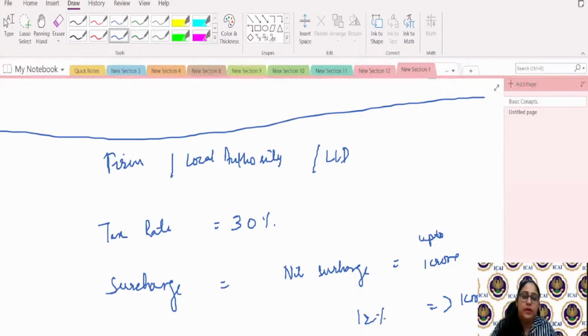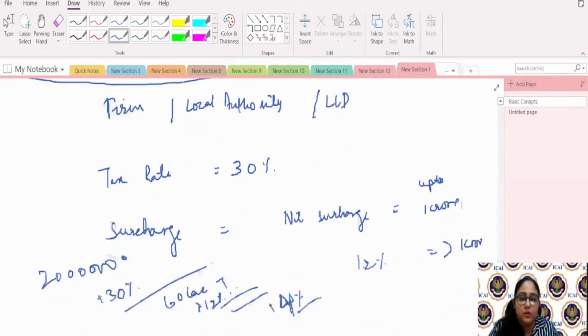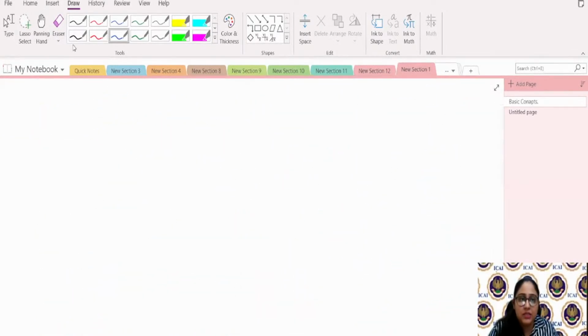So, suppose your income is 2 crores. What you will do? 30% of 2 crore, which is 60 lakhs, plus 12% of 60 lakhs would come as your total tax. Simple to solve. Plus, obviously, cess. Cess would always be there for everyone, even if there is surcharge or not. Clear? And last is companies.